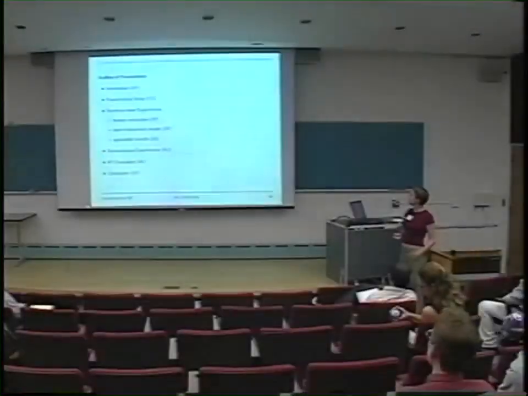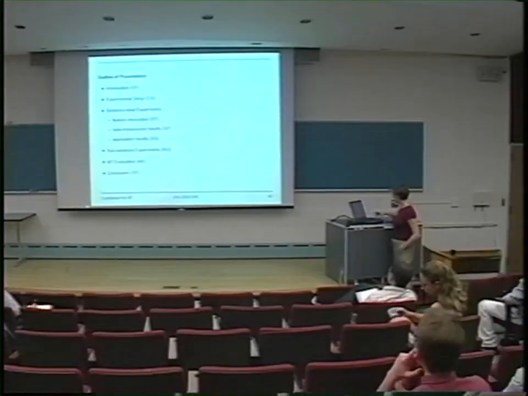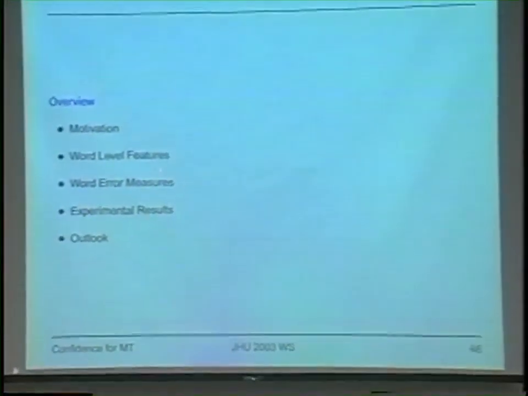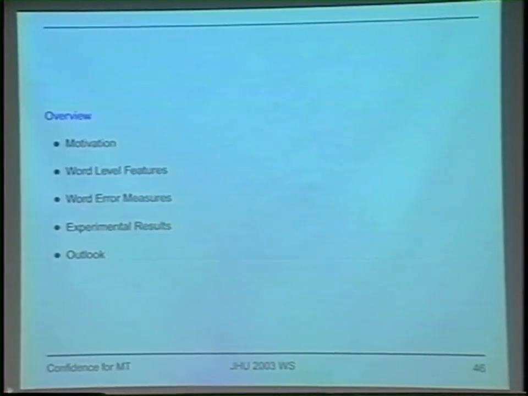I'm now going to present the sub-sentence level experiments that we performed in the confidence estimation group. To give you an overview of the talk, first I want to motivate the approach and then describe the word level features that we used. There's a couple of words about the word error measures that we use for tagging words as correct or incorrect, because we have a bunch of different possibilities there. Then I'm going to present some experimental results and give an outlook.